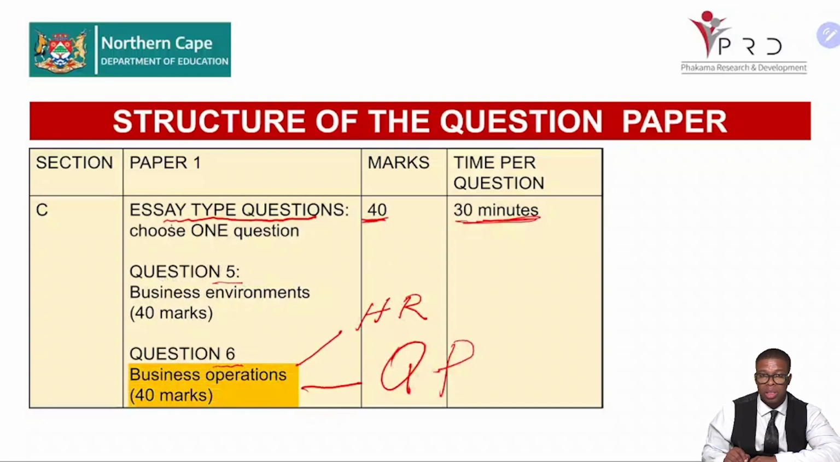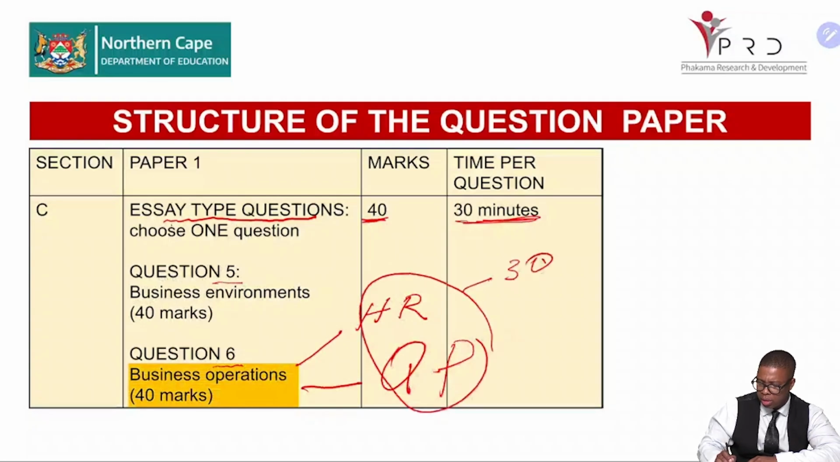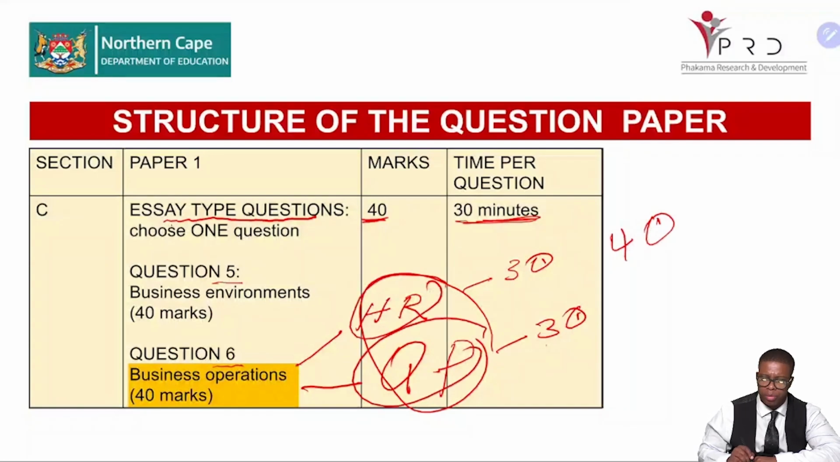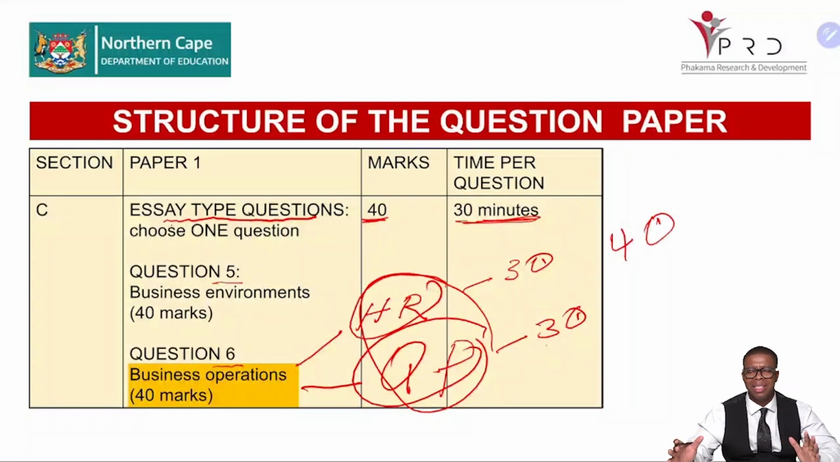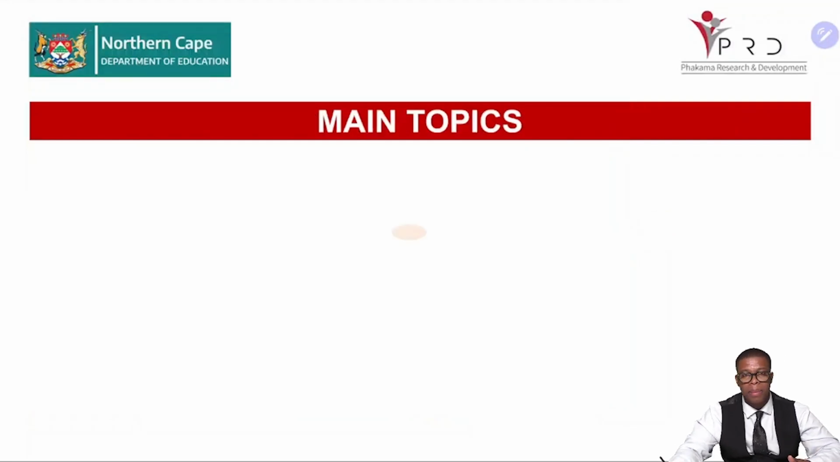So when you are choosing here, you should know that if you are studying both, you are still safe, because you still have the 30 marks from section B and 30 marks from section B as well, and you can still score 40 marks, whether the question becomes HR or quality of performance. So look at it in a holistic manner: you need to study everything to be safe and get quality marks. Now let us go to the main topics.